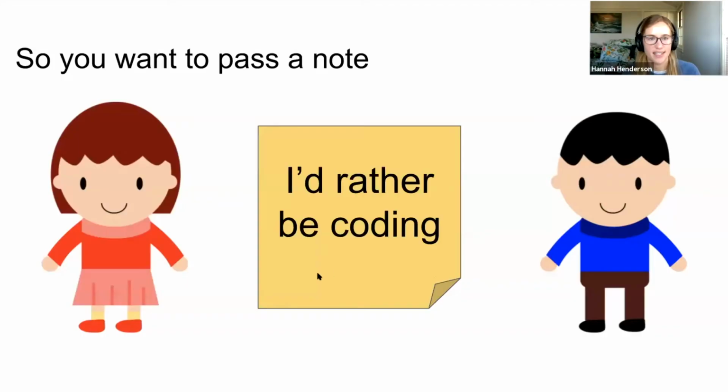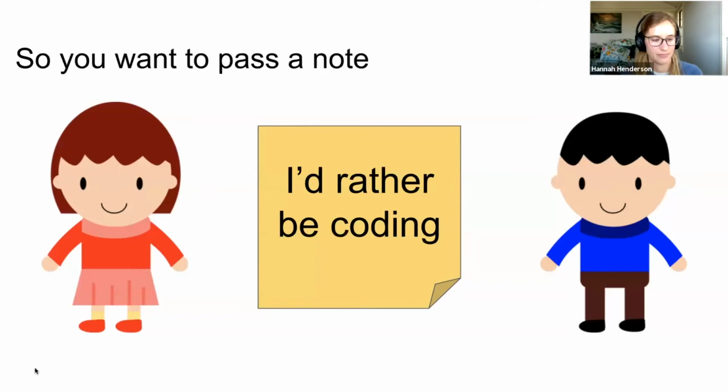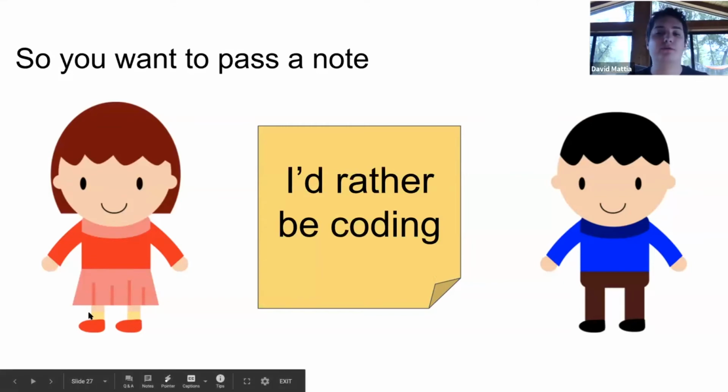So I think it's time to pass to David. Yeah, if you guys can see my screen, let's talk about an example of a world without cryptography. And then, as Hannah said, we're going to dive into how we could use cryptography to eliminate some of those problems. So a very basic example, say you're in class and you want to share a note with a friend.